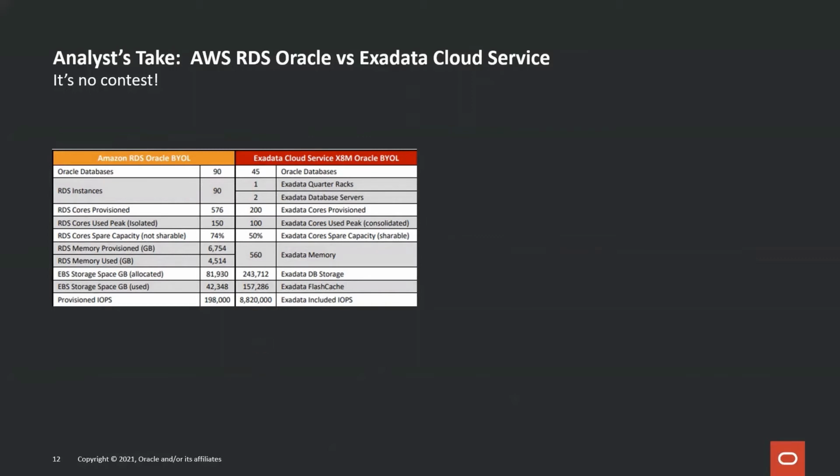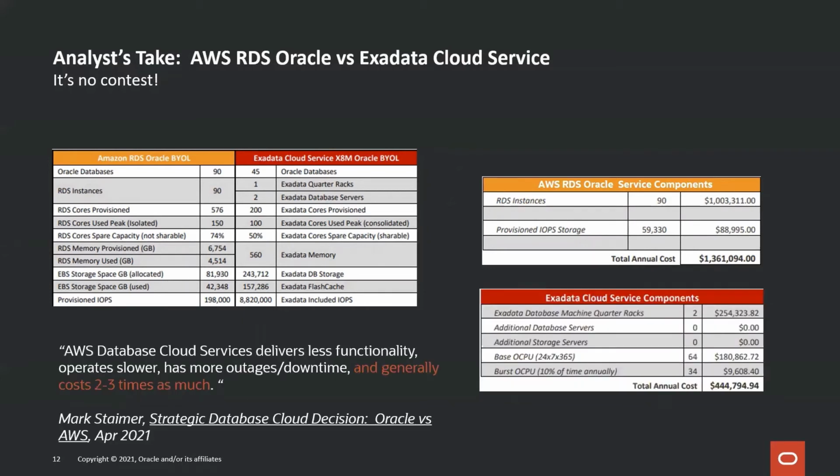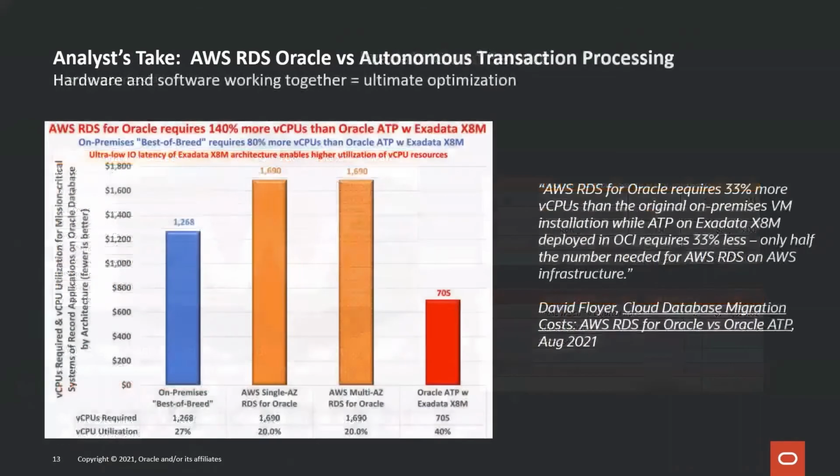In Oracle, they required less than half the core count, 576 to 200, and required less memory, but they got more storage and 40 times the IOPS, which, as you know, is key for database performance. In AWS, this compute and storage mix for this workload migration would cost about $1.3 million a year. With the Exadata Cloud Service, you get so much more storage and IOPS for 1/3 the cost. The AWS Cloud: less functionality, more outages, more downtime, 2 to 3 times more expensive.